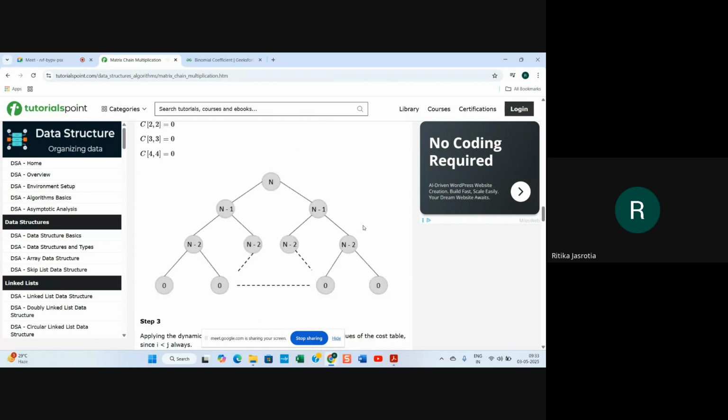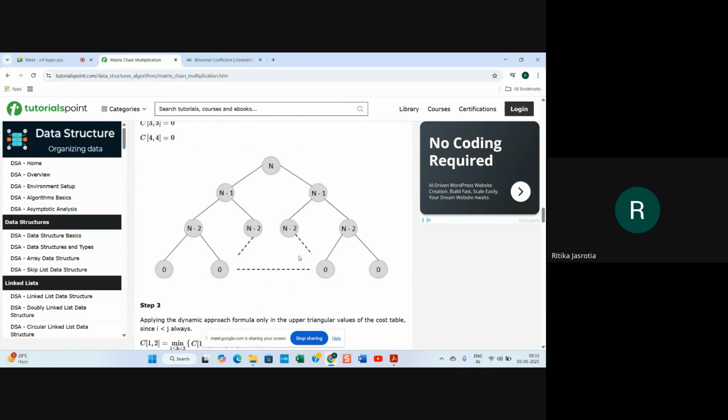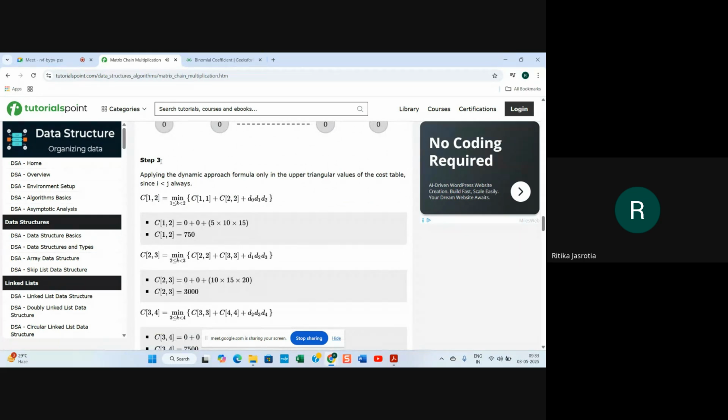Where i is less than j, here they are just giving an example. So on step 3, applying the dynamic approach formula only in the upper triangle values of the cost table, since i is less than j always, right? So C12: i is 1 and j is 2, so 1 is less than 2, so it equals min over 1 less than or equal to k less than 2, of C11 plus C22 plus D0, D1, D2.